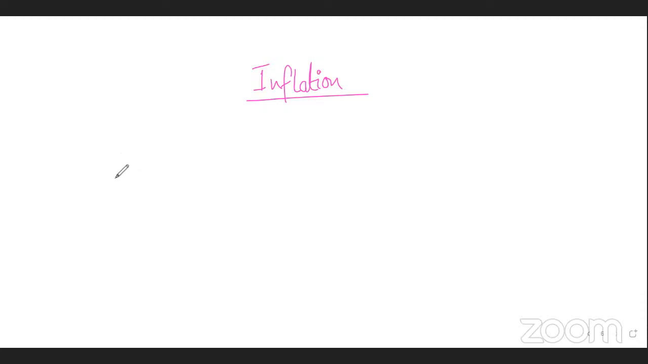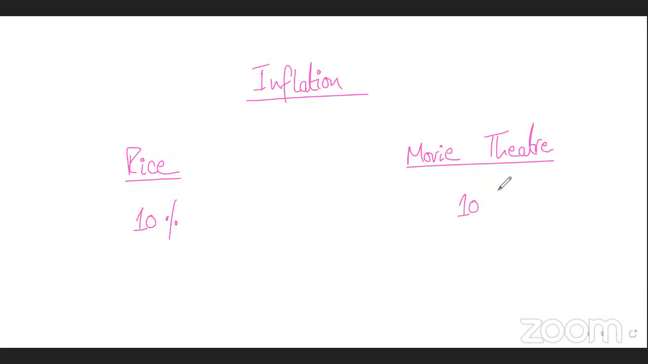But let's assume that two products that you consume, let's say a movie theater, right? Okay, now these are the two products that, let's say, someone consumes. Going to the movie theater, that person really likes going and watching a movie in a cinema, and the price of a product like rice. Now if the price of both these items over some time has increased by 10%, let's say, right?